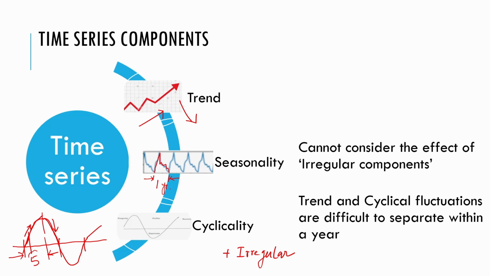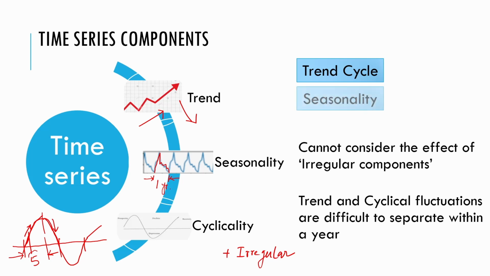Therefore, there is something called trend cycle in many textbooks and other texts. They combine these two terms, trend and cyclicality, and call it trend cycle altogether. So there are basically two components: one is your trend cycle component, another is your seasonality component, which need to be taken care of while we are doing the time series decomposition.